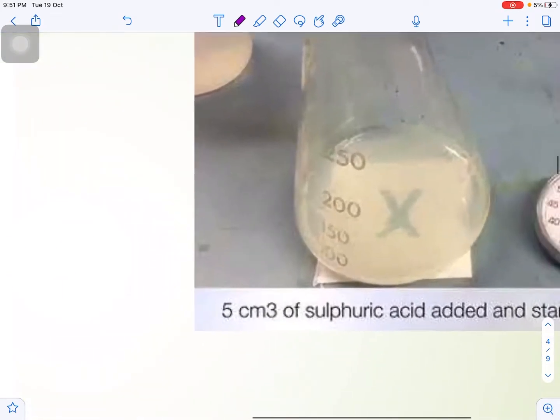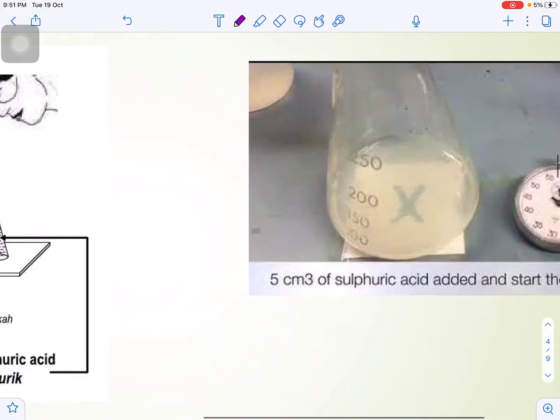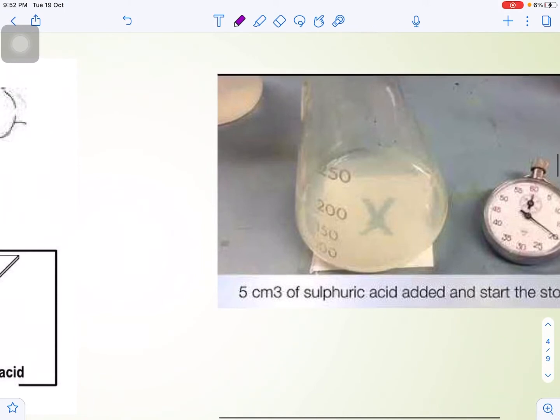Okay, this is the view daripada pandangan sisi about the X mark. So the original color for sulfuric acid is colorless. The original color for sodium thiosulfate is also colorless. But once they combine, once they react, they're going to produce yellow precipitate slowly. Maksudnya the yellow precipitate will cover the X mark. So dia akan tutup X mark. That's why kita tak akan nampak X mark pada satu tempoh.